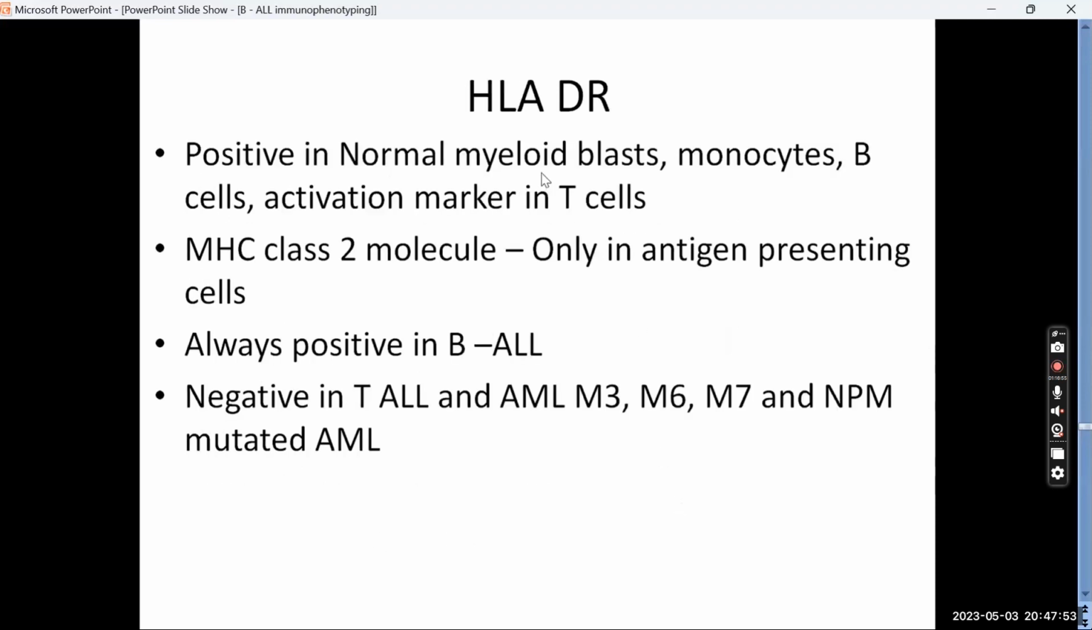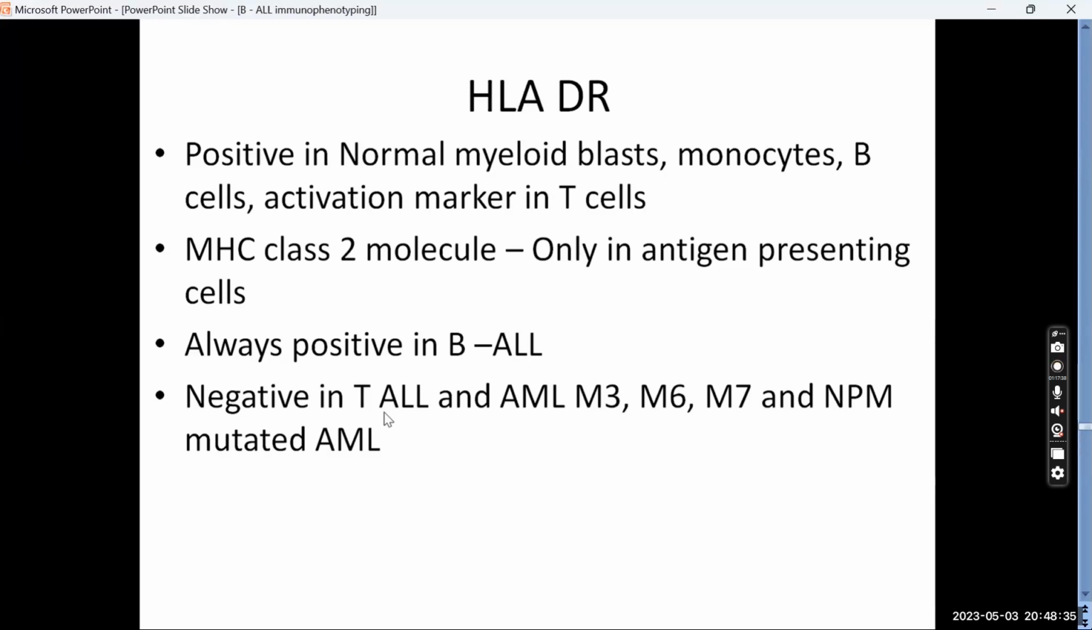Now HLA-DR is another beautiful marker in your panel. It's positive in normal myeloid blasts, monocytes, and B cells, and it is an activation marker in T cells. It's an MHC class II molecule, only in antigen presenting cells. So HLA-DR will be positive in B cells but not in T cells, because B cells are antigen presenting cells and T cells are not. Only when T cells are activated do they show HLA-DR. It is always positive in B-ALL, most likely; except for very rare cases of CD10 negative B-ALL, most B-ALL cases will be HLA-DR positive.